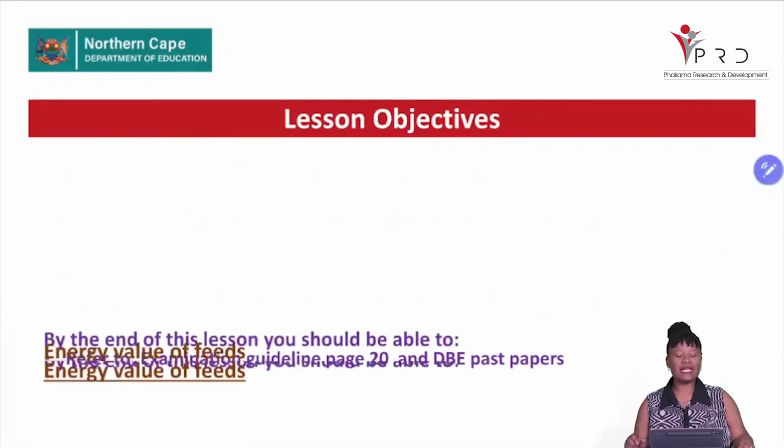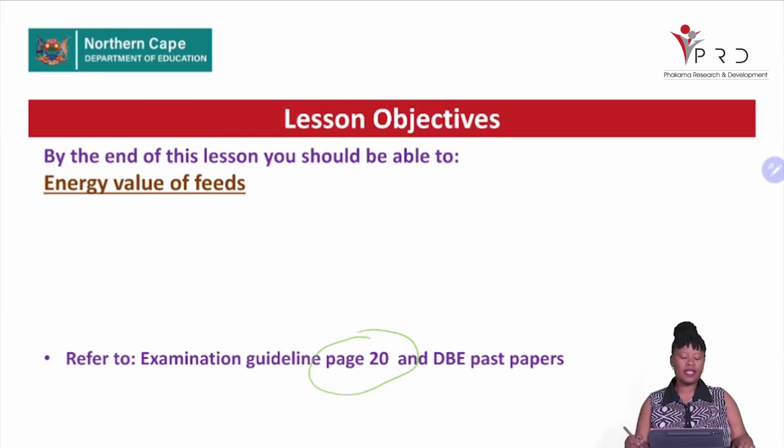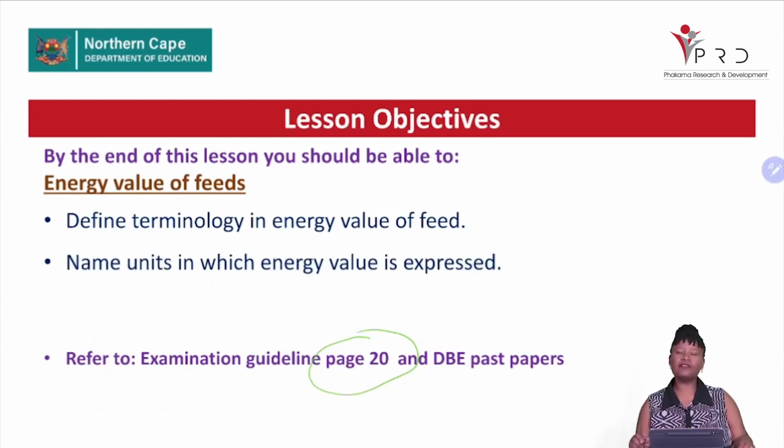So we need to look at our examination guidelines, and it is stipulated on page 20 that for the energy value of feeds, we need to look at the following points. We must be able to define the terminology in energy value of feeds. When we talk about this energy, what is it? What are other terms regarding these energy values? Secondly, we have to be able to know and name the units in which energy value is expressed. How is energy expressed? So it is important to know the units.